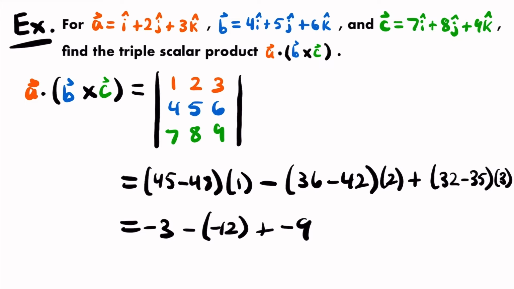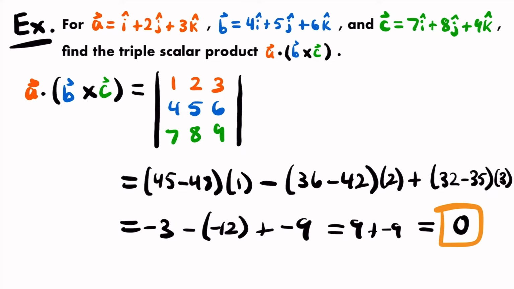All right, and then if we simplify further, negative 3 minus negative 12 will be the same as negative 3 plus 12, right? Those two negatives will cancel out. So negative 3 plus 12 is positive 9, and then we have 9 plus negative 9, right? This will become 9 plus negative 9, which will just be equal to 0. So the triple scalar product of these 3 vectors, A, B, and C, in this order is equal to 0, which is a pretty interesting result.